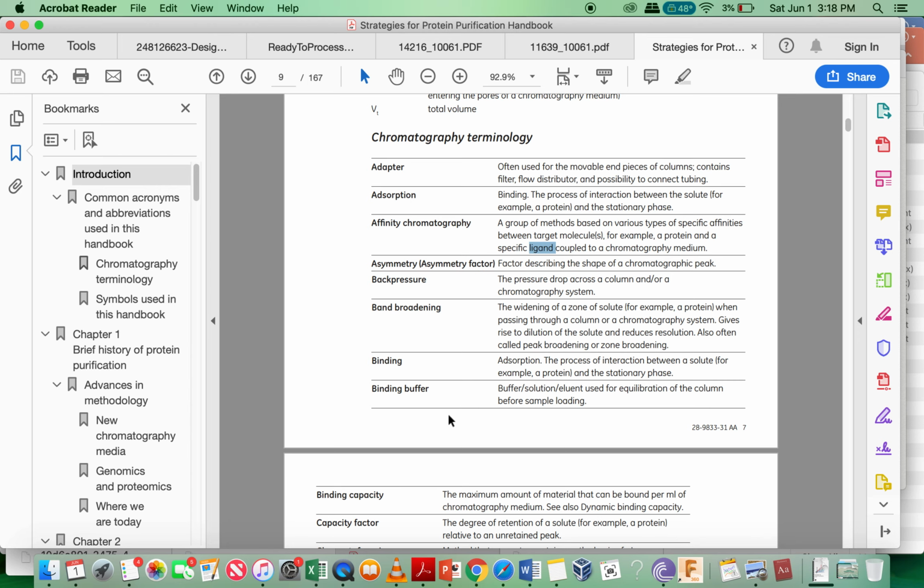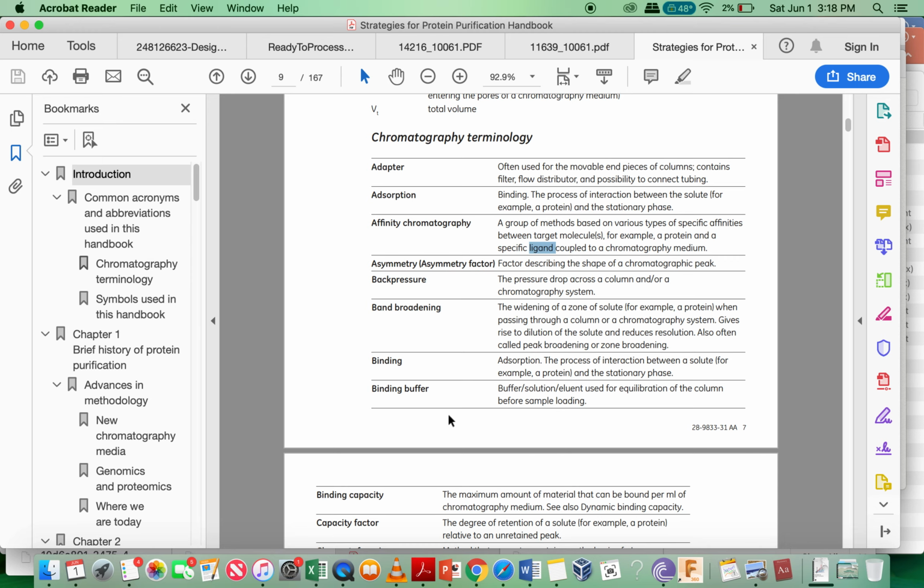Back pressure, the pressure drop across a column or a chromatography system. Band broadening, the widening of a zone of solute, for example a protein, when passing through a column or a chromatography system, gives rise to dilution of the solute and reduces resolution, also often called peak broadening or zone broadening.